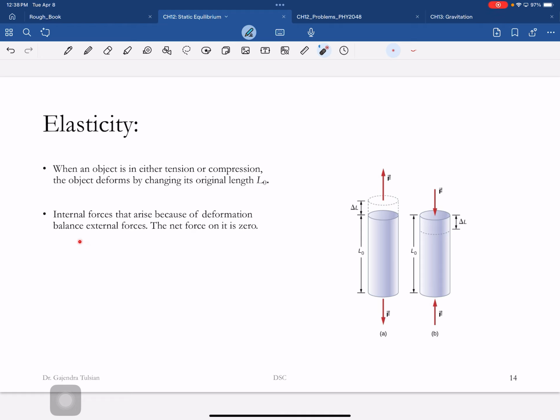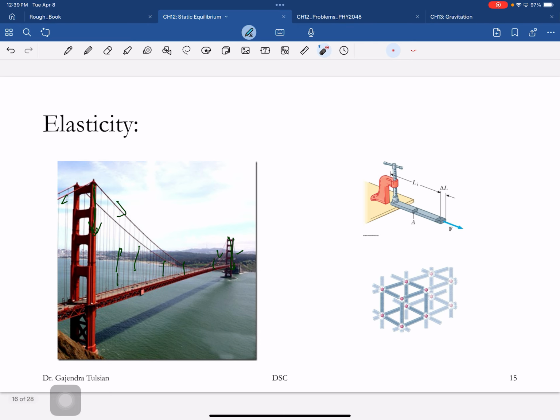We'll try and understand this bullet point. Internal forces that arise because of deformation balance the external forces. What we are trying to understand is the following. Let's say we apply a tensile force to this. You can apply the same argument to compressive forces. When you apply tensile forces, this deforms, it stretches a little, any material, concrete, your bone, a piece of wood, it stretches a little.